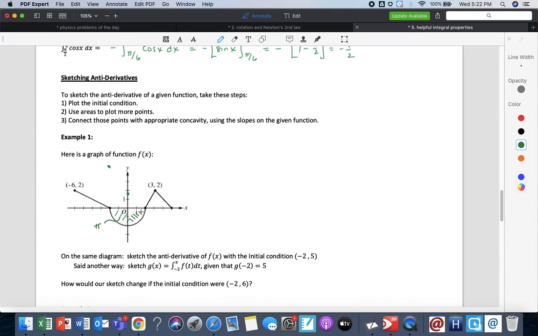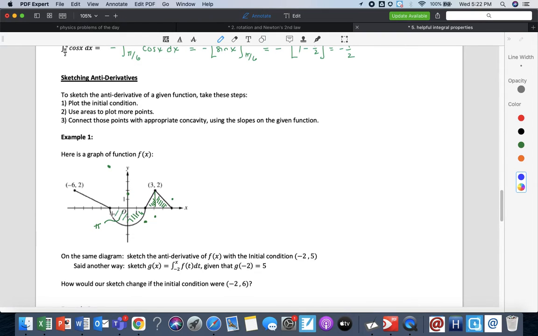Again, this area is pi, so I'm going to drop another 3, 1, 2, 3, and a little bit, and I'm going to end up here. And then this area looks like an area of 1, so I'm going to increase by 1. And then this area is an area of 2, so I'm going to increase by 2 more and end up around here. And now I'm going to connect those points with the appropriate concavity.